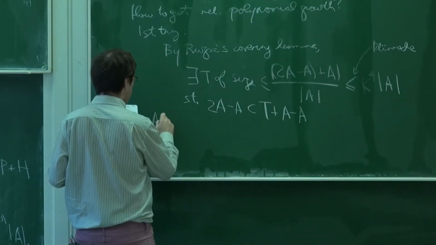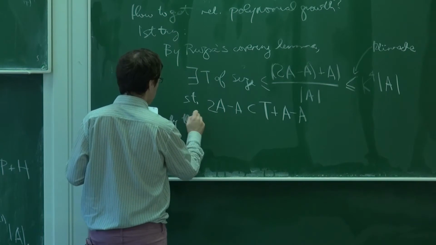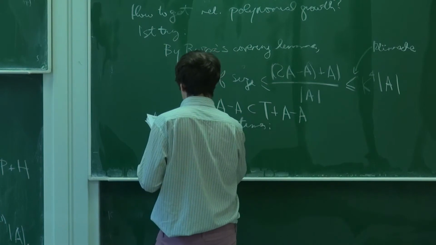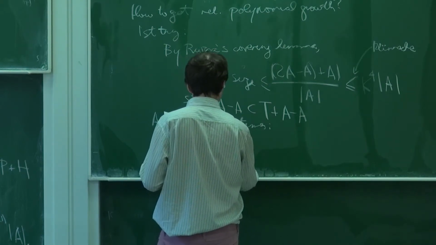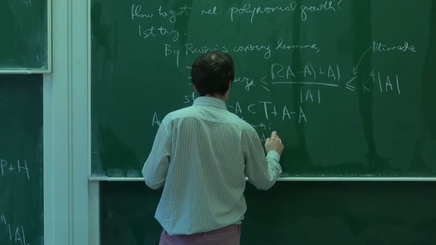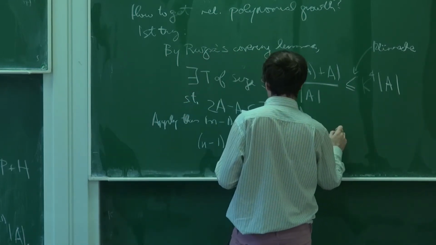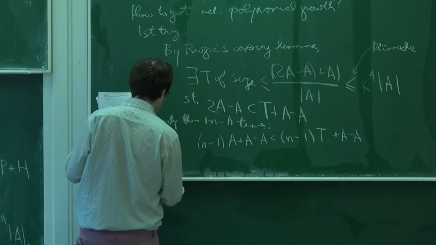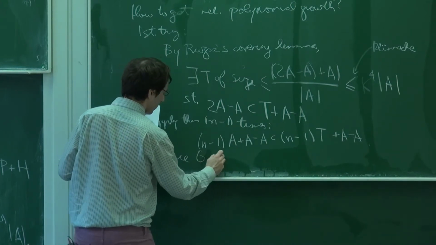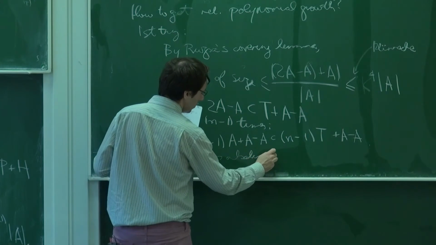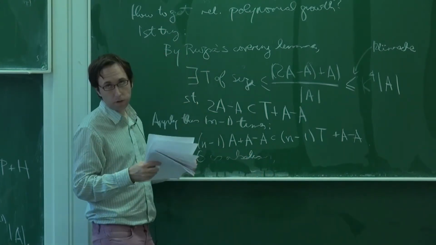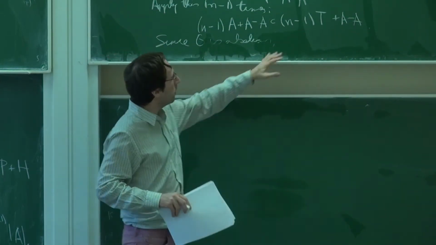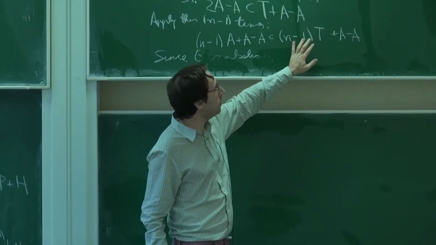So we apply this recursively n minus 1 times, and we get that (n minus 1)A plus A minus A is contained in (n minus 1)T plus A minus A. And what now? Well, since G is abelian, mind you, Ruzsa's covering lemma works even in non-abelian groups. But here we use the fact that G is abelian. How? Well, to bound this, it looks as if these were going to grow exponentially, but it doesn't really.